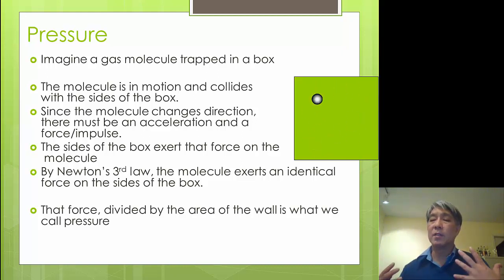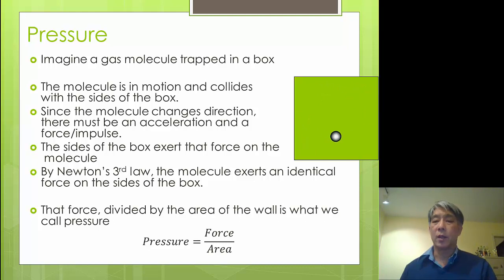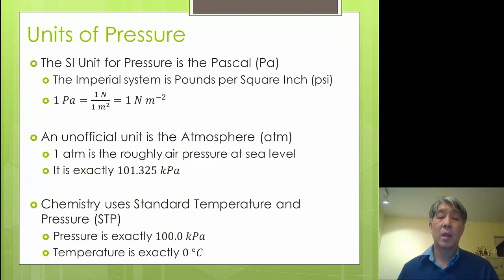So pressure is basically just lots and lots of molecules bouncing against a wall or a surface. And the formula there is given as force divided by area. The SI unit that we're going to use for pressure is the Pascal, abbreviated capital Pa. In the imperial system, it's pounds per square inch, or PSI. One Pascal corresponds to one Newton per square meter.